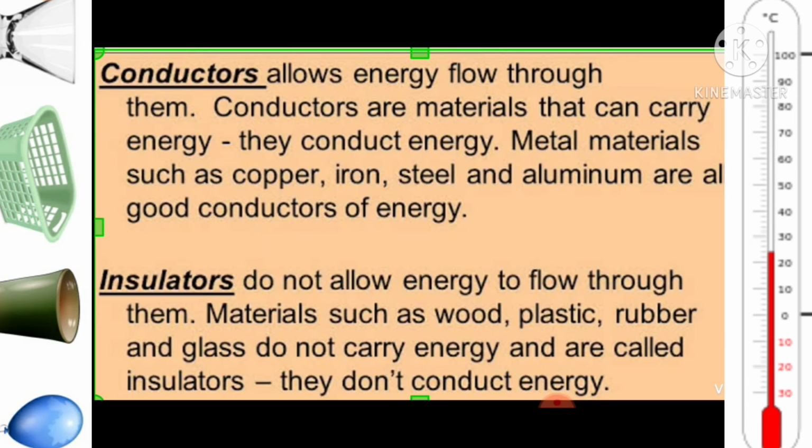Then insulators, they do not allow the energy to flow through them. Materials such as wood, plastic, rubber, glass, do not allow heat to pass through them, that is, they do not allow energy, and they are called insulators or bad conductors. They don't conduct energy. Here the energy is heat energy. Insulators is the other name for bad conductors.